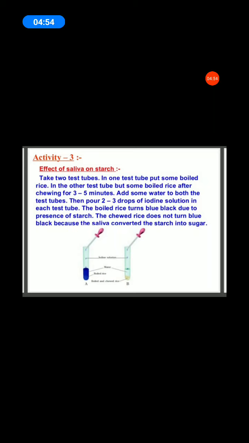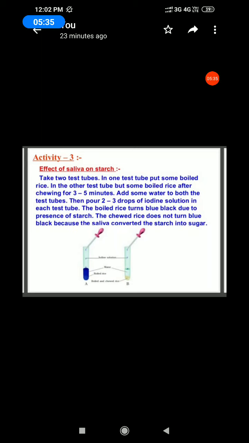Add some water to both test tubes, test tube A and test tube B. Then pour 2 to 3 drops of iodine solution in each test tube. The boiled rice turns blue-black due to presence of starch. Boiled rice, which test tube? Test tube A. So, test tube A turns blue-black due to presence of starch.